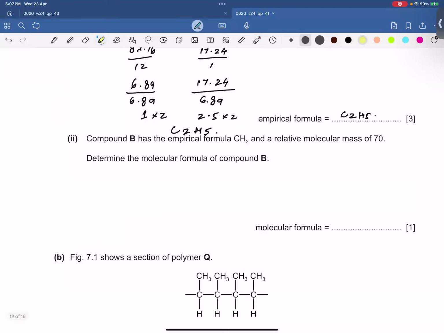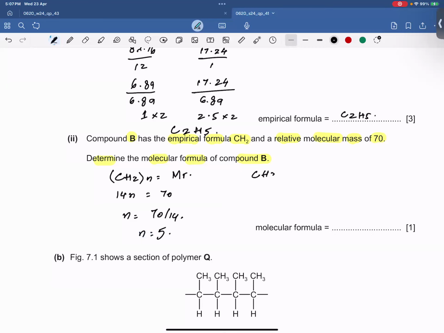Okay. Compound B has the empirical formula CH2 and the relative molecular mass of 70. Determine the molecular formula. So that's an easy thing. We have done this in class. CH2 taken N equals to Mr. CH2 has a mass of 14. N equals to Mr, which is 70. So N equals to 70 divided by 14. I'll get 5. Okay. Now CH2 taken N, in place of N we put 5. So it's going to be C5H10 is the molecular formula of the compound, and that's going to be alkene, I believe. That's going to be pentene.